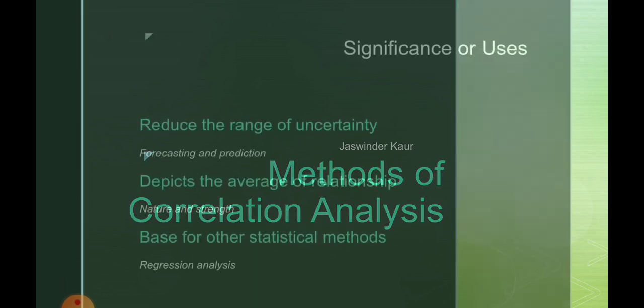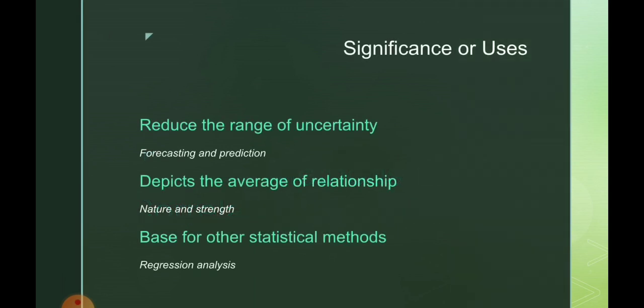First of all, we see what the uses are, because we are giving so much energy to understand this concept. So what is the use of this correlation? The first, it reduces the range of uncertainty. It means in case of forecasting or prediction of data, we use the coefficient of correlation. Second, the use of correlation is to depict the average of relationship, means how the data is related to each other. So it shows the nature and strength of the relationship.